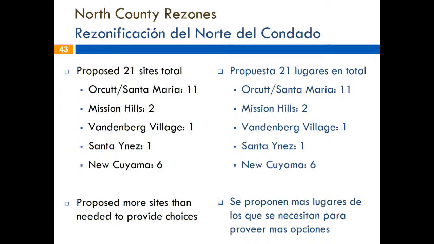So in the North County region overall, currently the map that I'll show you displays 21 sites in total that are potential sites that could be rezoned or upzoned. The map shows 11 sites in Orcutt and around Santa Maria, 2 in Mission Hills, 1 in Vandenberg Village, 1 in Santa Ynez, and 6 in Nipomo.